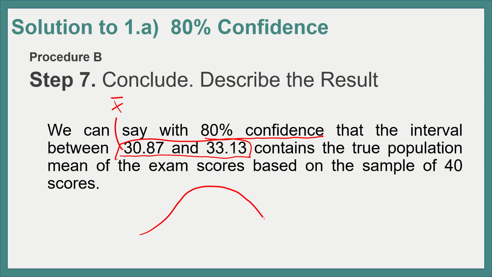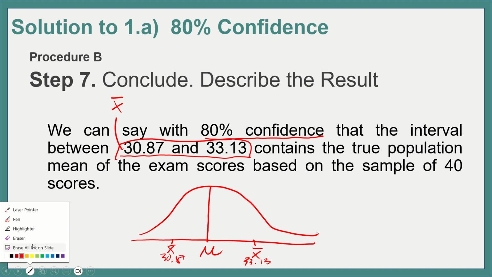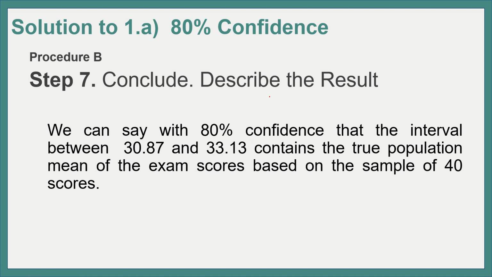For example, in the normal curve, if this is your population mean, then the sample mean x bar, this is 30.87, and this is 33.13. So it is a range of values. You need to state in your conclusion the level of confidence, the interval, and of course the size of your sample, and what that mean represents. Here, the population mean as well as the size of the sample represents the mean of the exam scores.